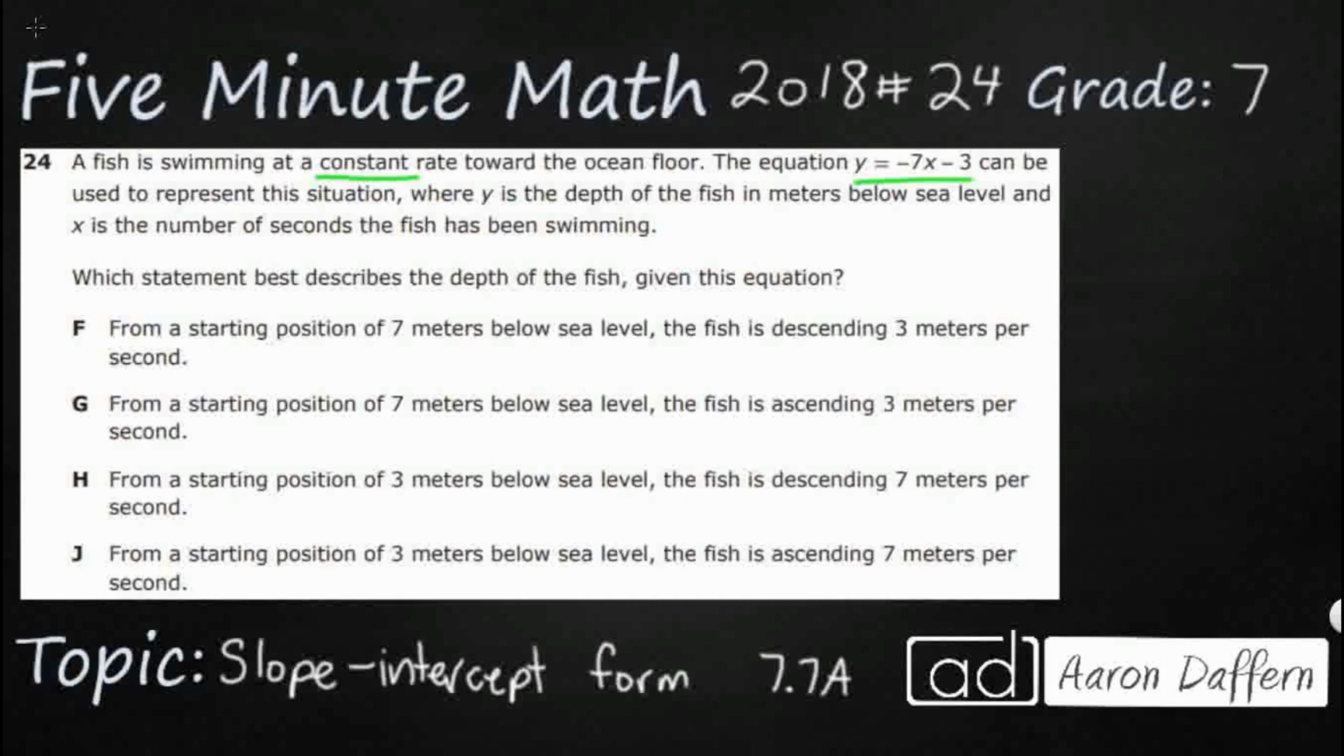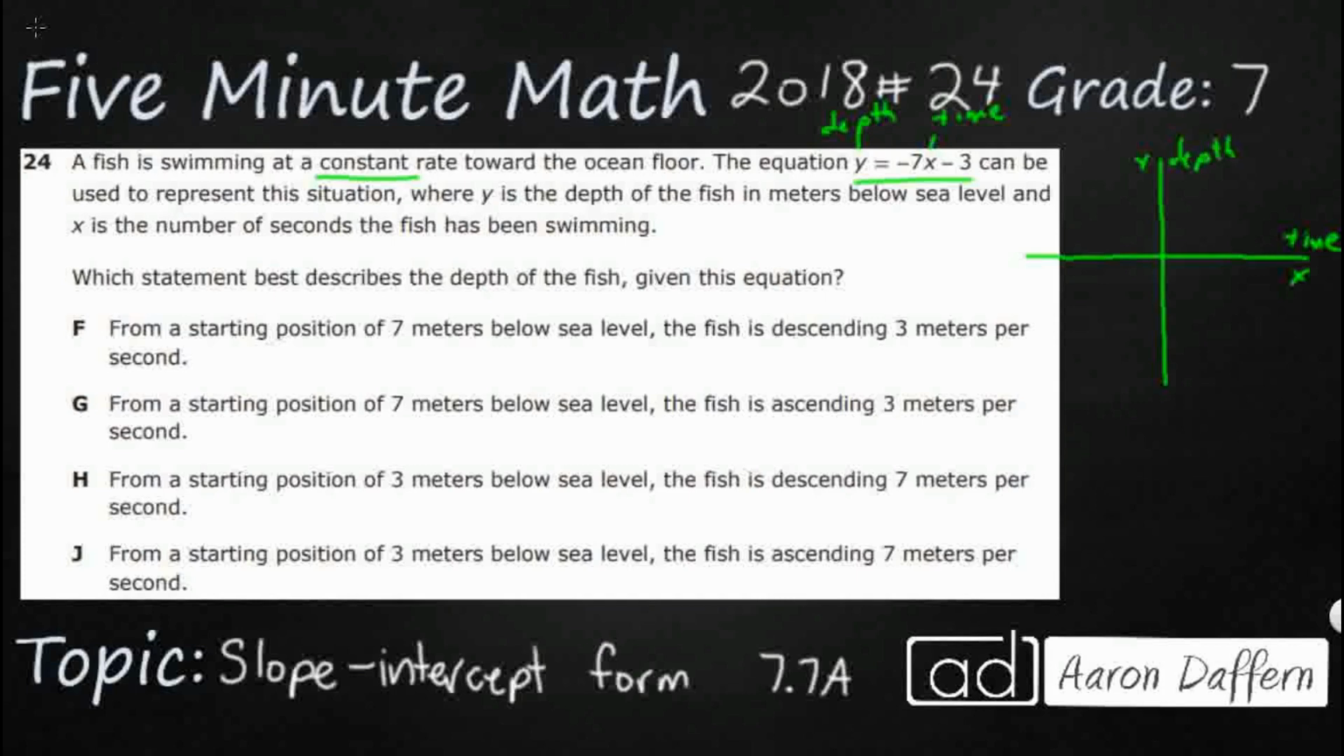So they're going to give us two things here, and we're going to make a little graph. Let's just pretend we have a little xy axis right here. There's your x, there's your y. But they give this to us here. The y is the depth of the fish in meters, so we're going to say this is our depth. And then the x is the number of seconds that the fish has been swimming, so I'm going to call this time. I'll put those labels right here to help us: time and then depth.